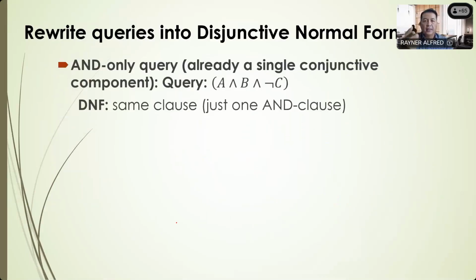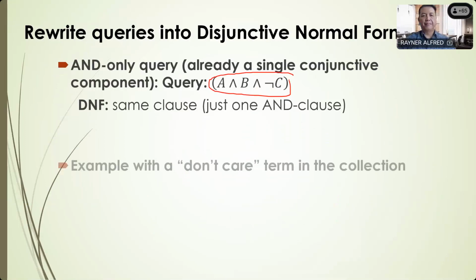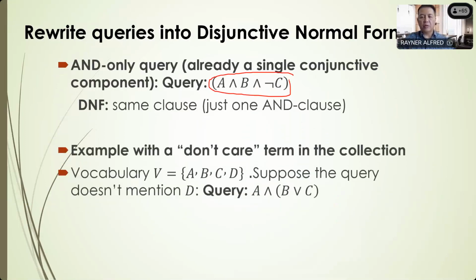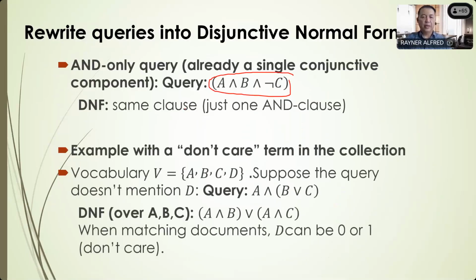Okay. This is the same clause because we cannot expand them. Only one representation, because we must have A, B, and not C. So there is no clause here. Okay. An example of don't care is the one that we have just now. We have the vocabulary A, B, C, D, but your query only consists of A, B, C. Okay, so for us to expand this one, we just have A and B or A and C.